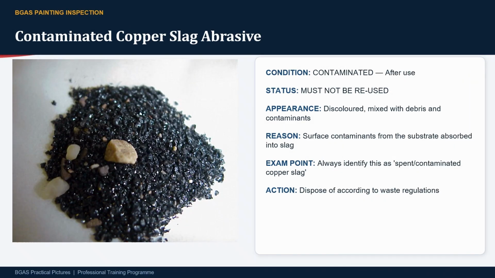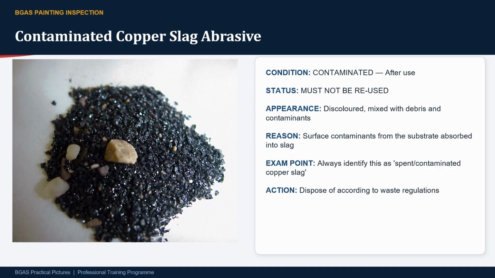This slide shows spent or contaminated copper slag. Notice the darker appearance and contamination from rust particles and coating debris. As inspectors, we must verify that contaminated abrasives are not recycled or reused in open blasting operations. Using contaminated abrasive may introduce foreign matter onto the prepared steel surface and can lead to coating failure.